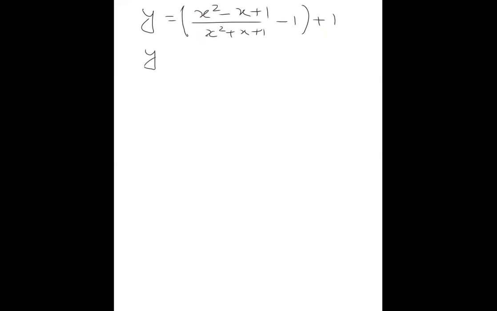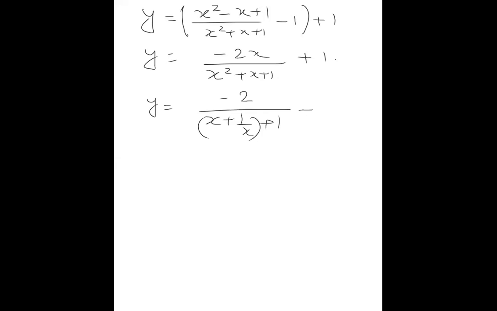So I am getting y is equal to, x square cancels out, minus 2x upon (x square plus x plus 1), plus 1. Let's suppose x is not equal to 0; for x equal to 0, this is 0. If x is not equal to 0, when dividing by x, I am getting minus 2 upon (x plus 1 by x plus 1), plus 1, right? Now I have this, and with its help, first I have to do plus 1, then take the reciprocal, multiply by minus 2, then do plus 1.